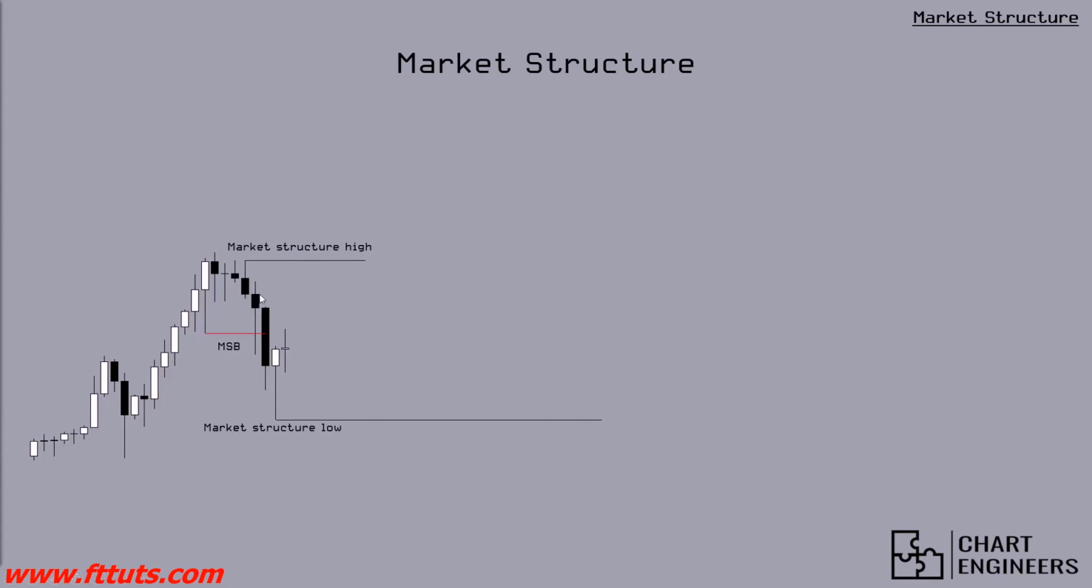And now if we continue, as we've just shifted into a downtrend, we're going to expect the market to retrace up for a lower high, and then the market to continue lower towards our market structure low. As we see, the market has retraced up and started trending lower.